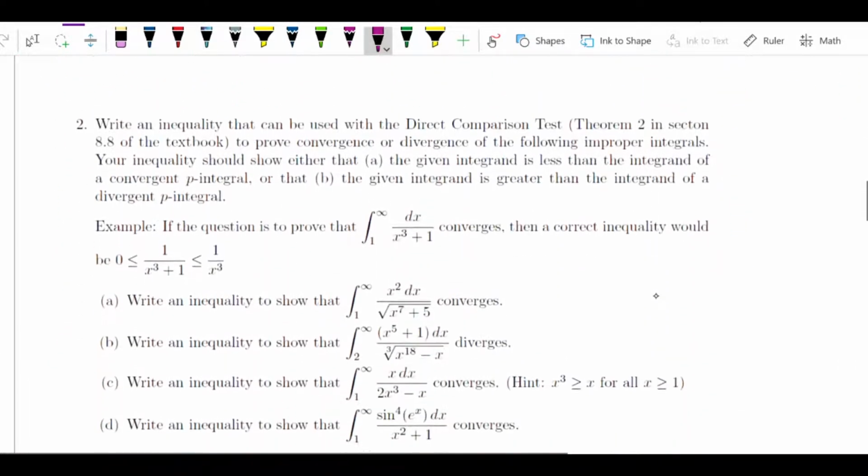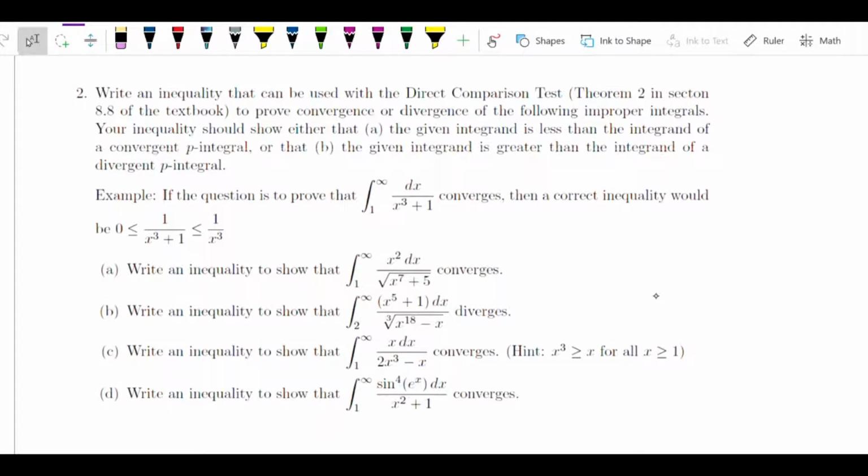Okay. Next problem asks us to write several inequalities that can be used with the direct comparison test. Let's be clear on what these inequalities have to look like. For the comparison test to work, we have to be able to write something like 0 is less than f of x is less than g of x. So we have to be able to show that both of these are positive, which is not going to be an issue in any of these cases, really. So the 0 part, I want you to state it, but it's not necessary to actually show it, other than just to pay attention to the fact that it's there.